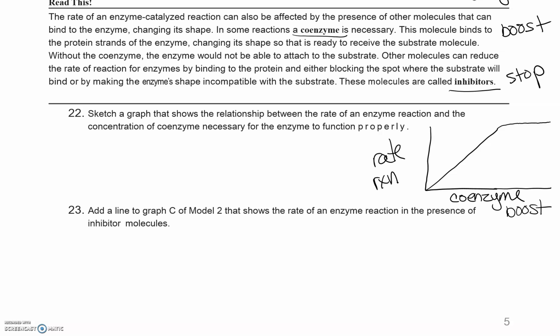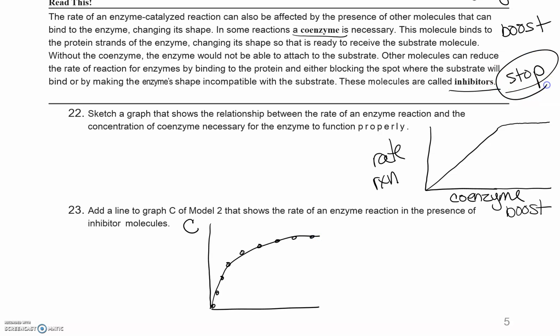Number 23, add a line to graph C of Model 2 that shows the rate of an enzyme reaction in the presence of inhibitor molecules. So our graph in Model 2 for C, for the substrate concentration, looks something like this. If we add an inhibitor, it is going to stop or prevent the substrate from fitting into the active site of the enzyme.